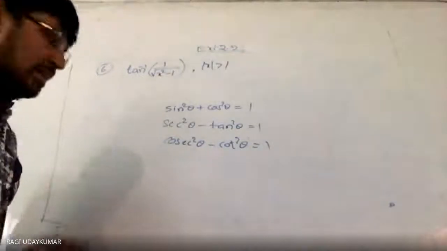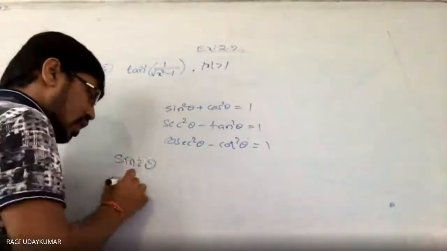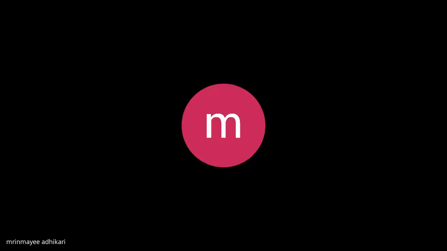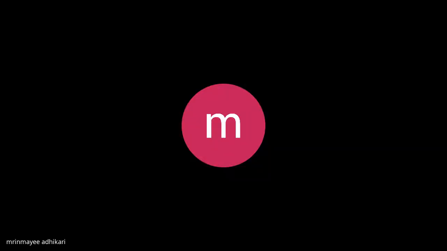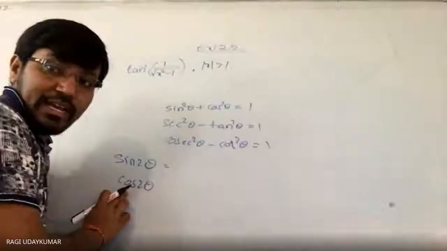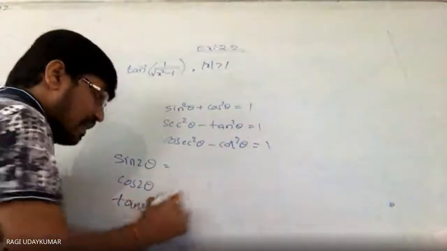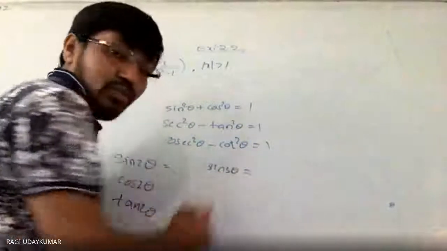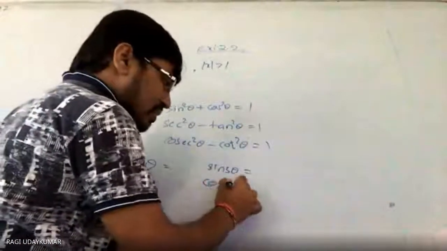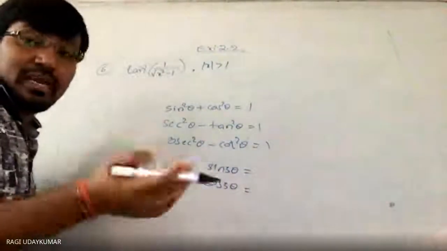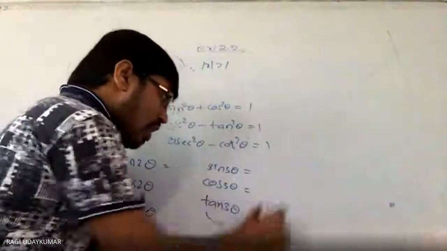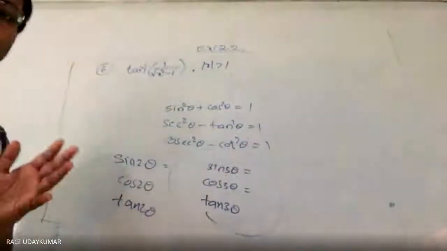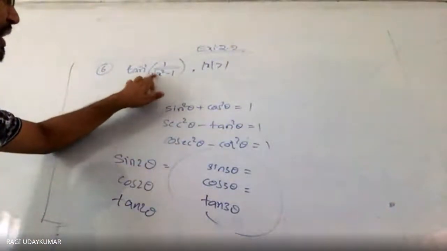Then afterwards, sin 2 theta is 2 sin theta cos theta, or in terms of tan, 2 tan theta by 1 plus tan square theta. Cos 2 theta can be written as cos square theta minus sin square theta. Then tan 2 theta, sin 3 theta is 3 sin theta minus 4 sin cube theta, cos 3 theta is 4 cos cube theta minus 3 cos theta, and tan 3 theta. You need to know all these identities, so that by observing the expression you can tell what form it is.